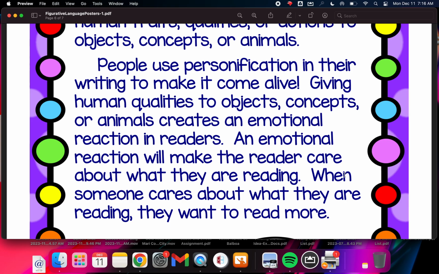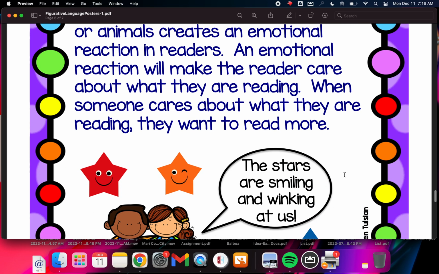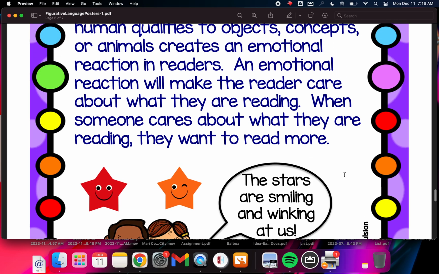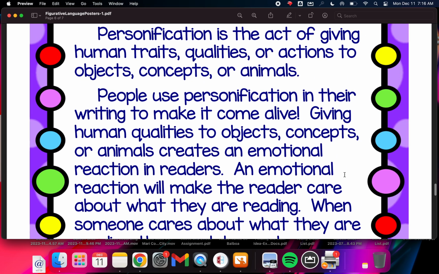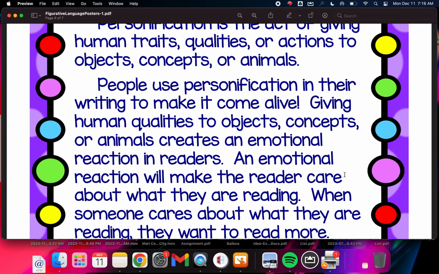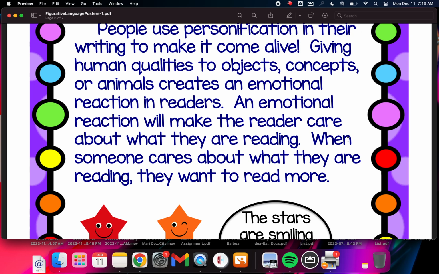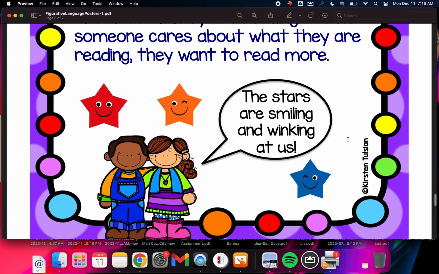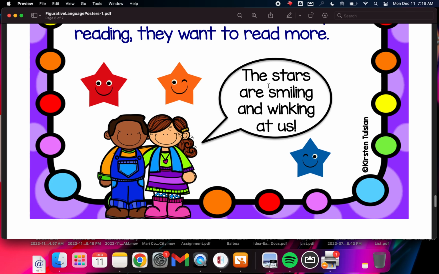When someone cares about what they are reading, they want to read more. So we see this all the time, especially in fiction. Your favorite cartoon probably has personification. If it's an animal that has been given human characteristics, or even an object that's been given human characteristics, that's personification. But we see it in writing a lot.